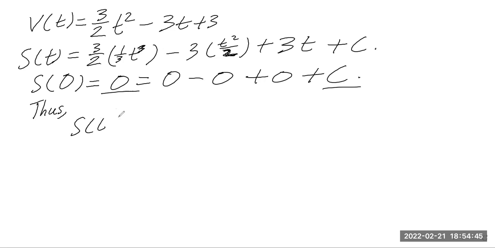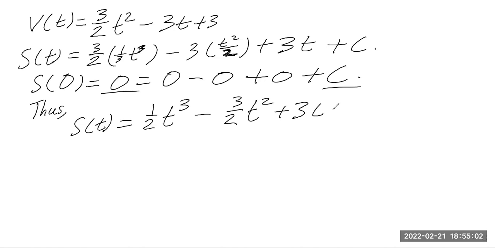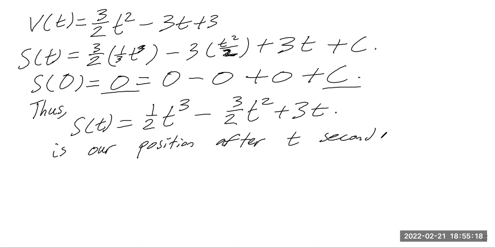Thus, s of t, okay, we can divide these two, is 1/2 t cubed minus 3/2 t squared plus 3t. And this models our position after t seconds.